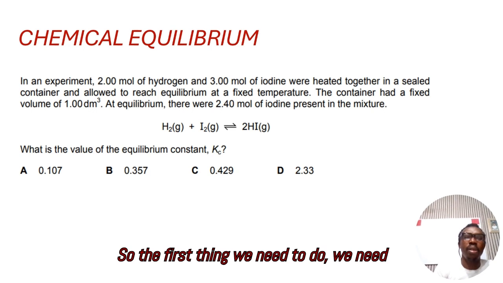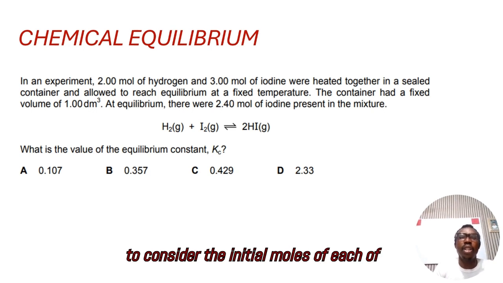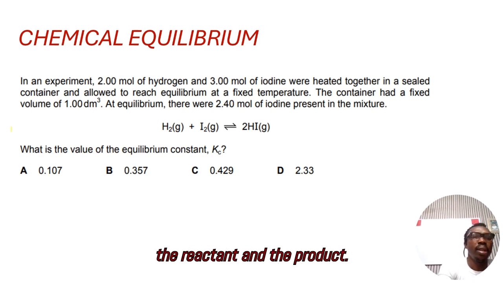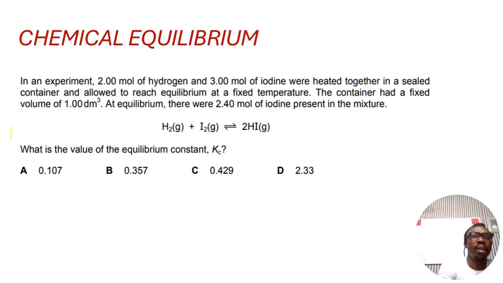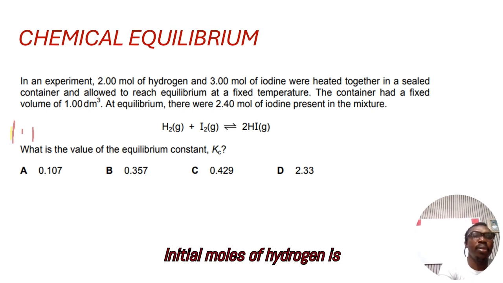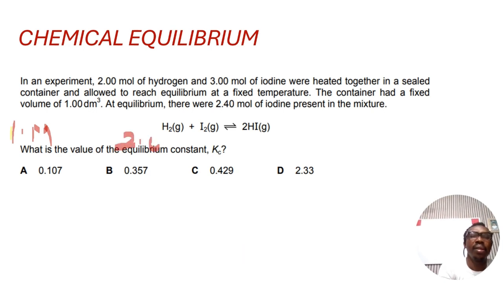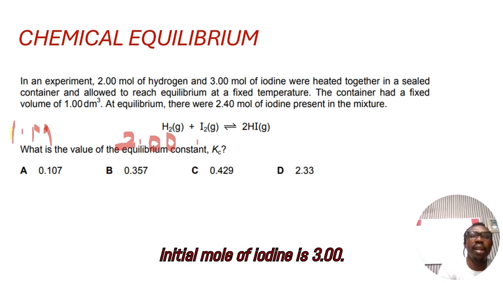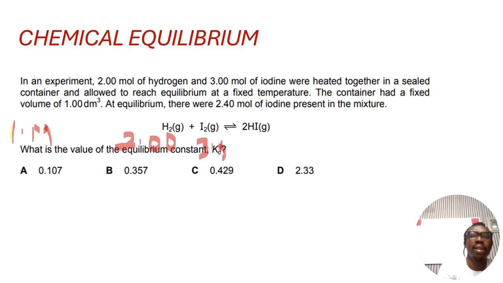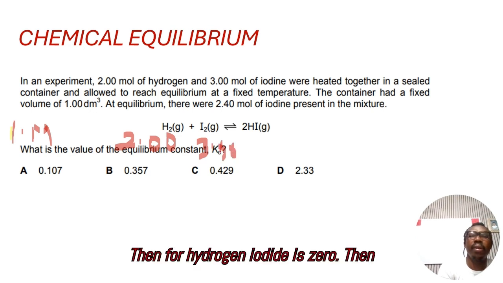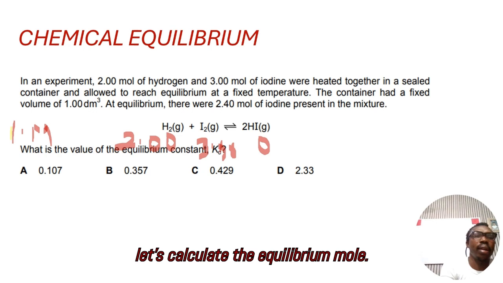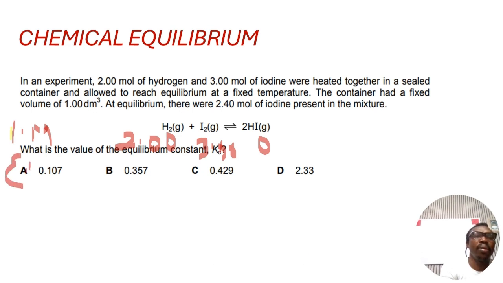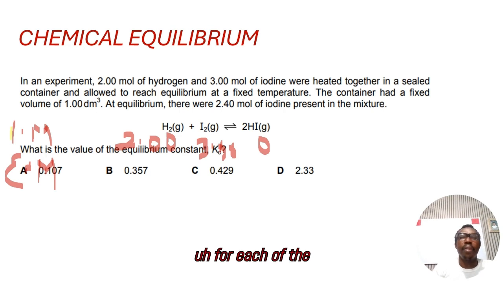So the first thing we need to do, we need to consider the initial moles of the reactant and the product. Initial moles of hydrogen is 2.00. Initial mole of iodine is 3.00. Then for hydrogen iodide is 0. Then let's calculate the equilibrium mole for each of the reactant and the product.